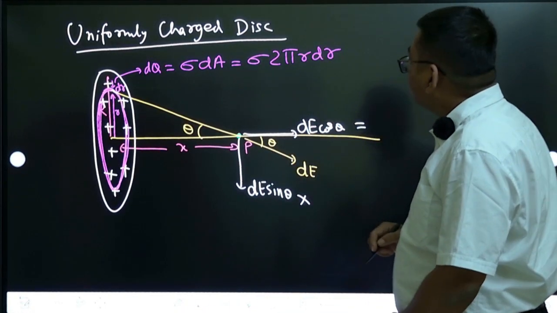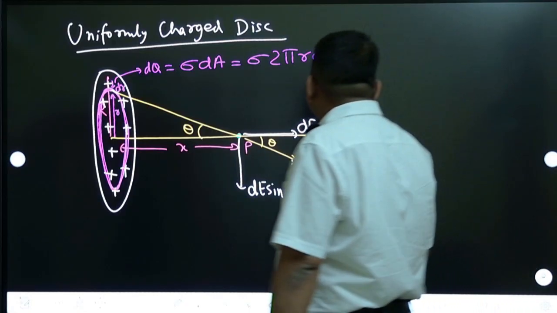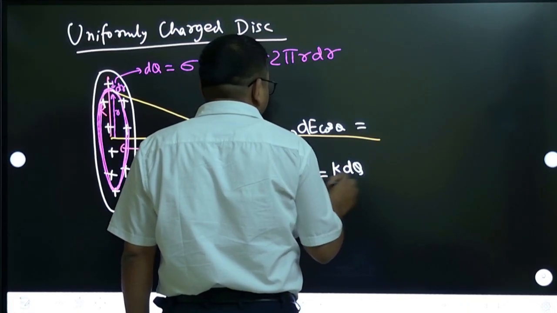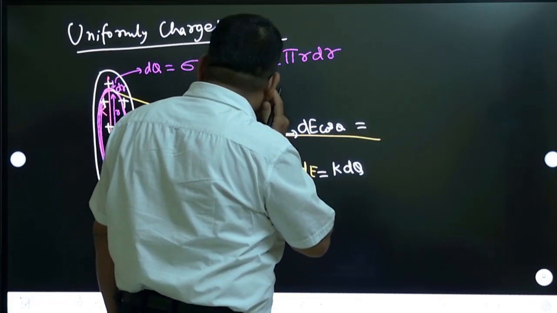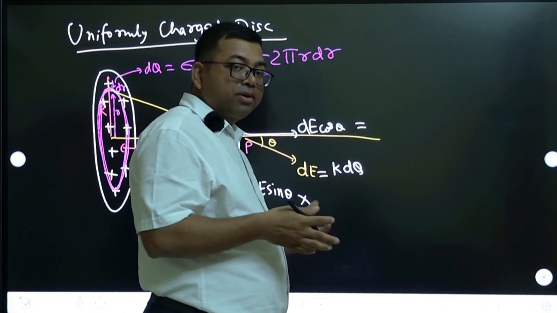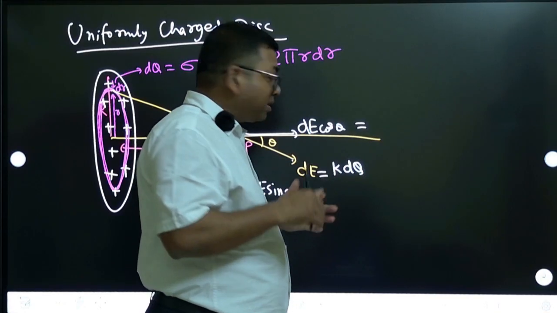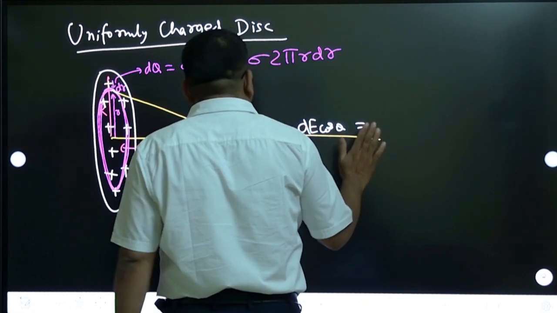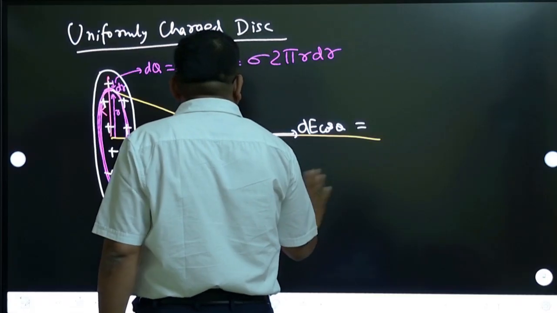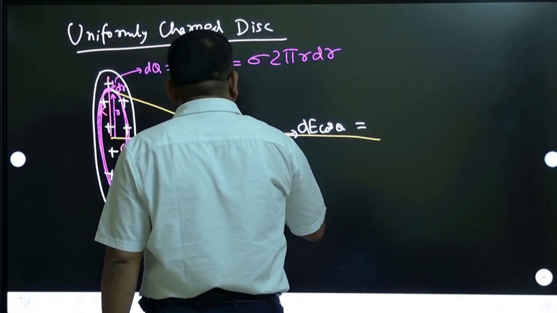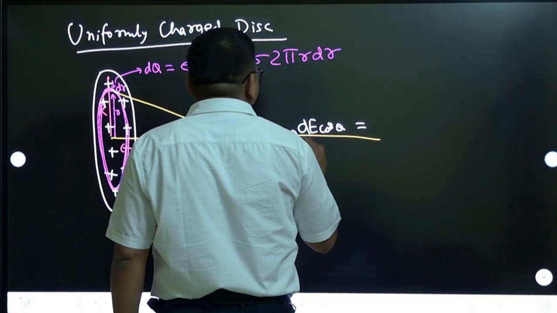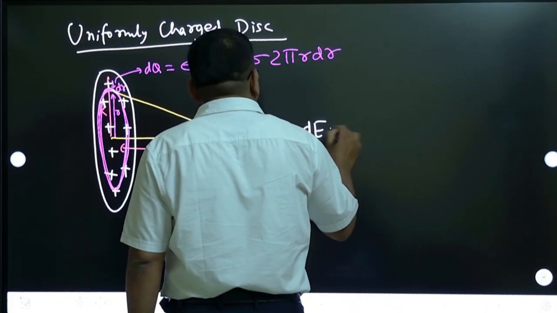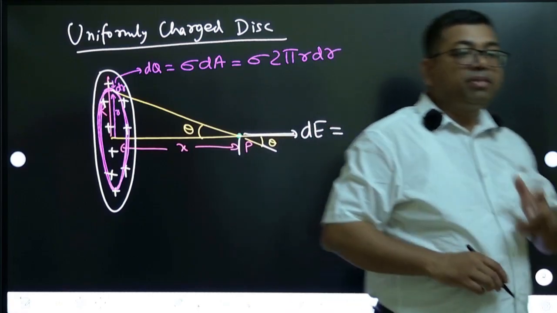Now dE, we have to first of all calculate what is dE. dE is k dq. Or why don't we write the direct result? Because the ring we have already derived. Instead of doing all these things, we should directly try to write the result of that ring. So write the small field due to this ring. This ring is a small element.